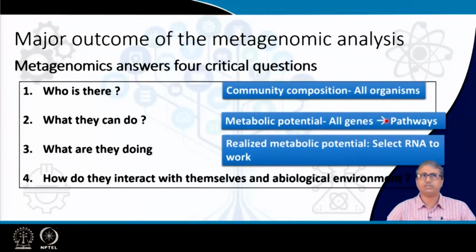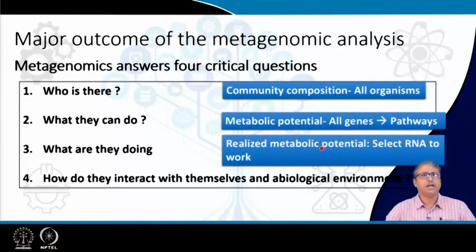So, question number 2 was what they can do, that is the genes they have. Now, whether the genes are actually getting expressed or not, for that possibly we need to select RNA. If we are taking the RNA out of the sample instead of DNA, then the total RNA, that means it is the metatranscriptome. So, metatranscriptomic sequencing in the same way would give us the realized metabolic potential, all the genes which are being expressed or whose function is being carried out.